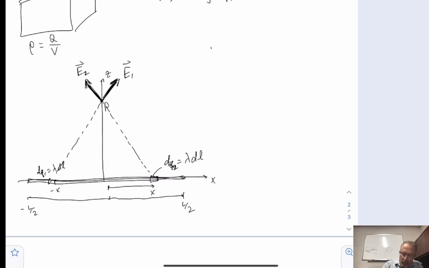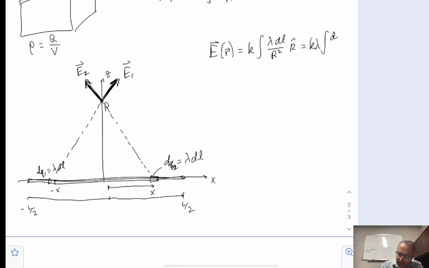Okay, so then how do I do this? Well, up here we said that the electric field at point r is equal to k integral lambda dl over r squared r hat. Now let's make sure we understand what all those things are. The lambda is given, and it's a uniform charge density, so we'll be able to take that out of consideration. We can pull it outside the integral, k lambda, and then it's the integral of dl over r squared r hat.